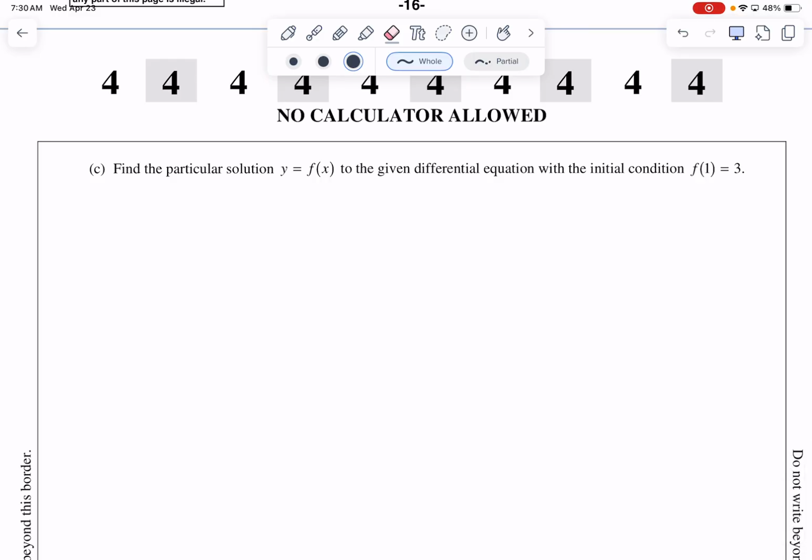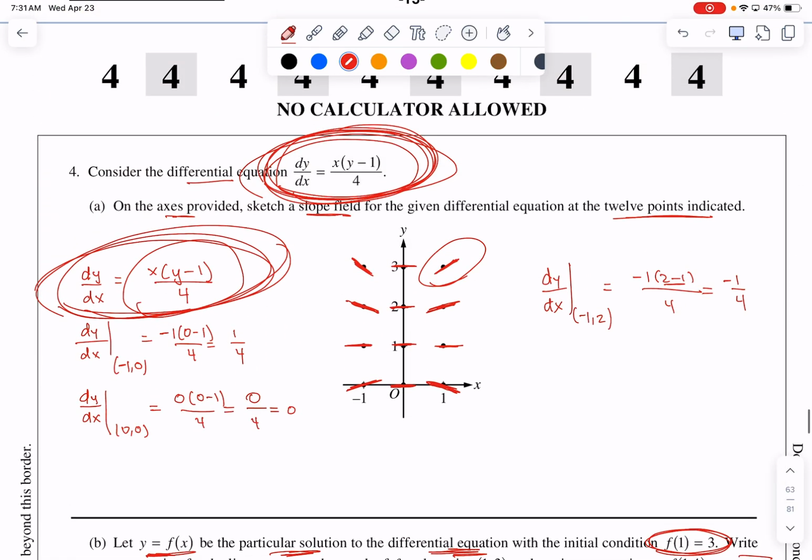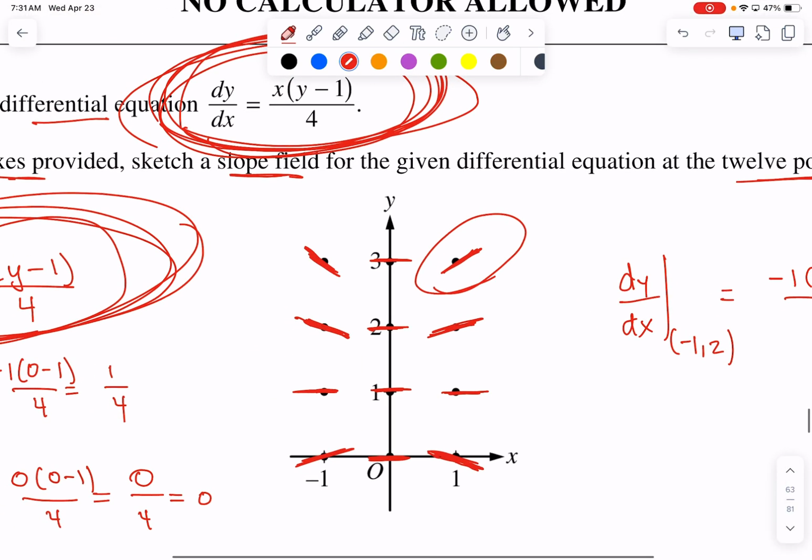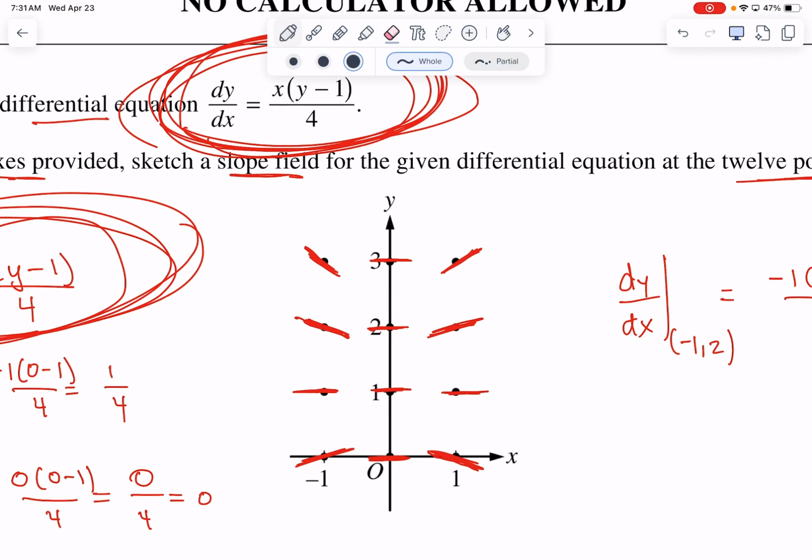All right, find the particular solution to y equals f of x. Now they actually want you to find it. Now they want you to figure out what the original equation is. So when they ask you to solve a differential equation, find the particular solution for y equals f of x. Remember, there's an infinite number of possibilities here. I don't know what this original graph would look like, but if I followed the slopes, I might get something that looks like it might be this.